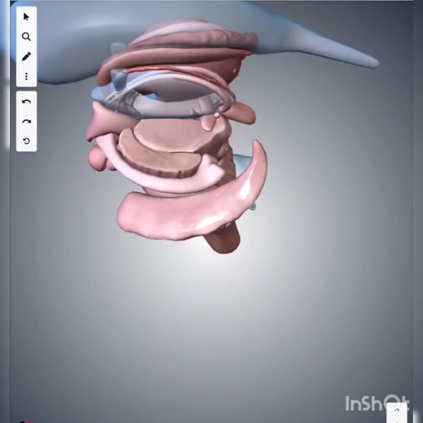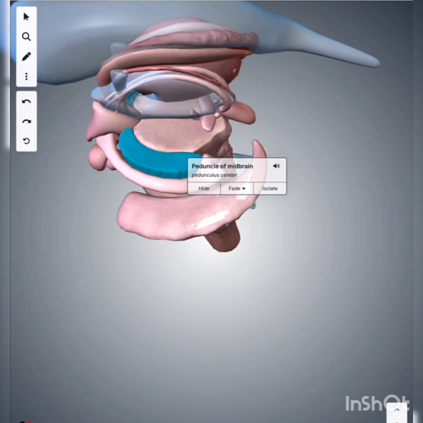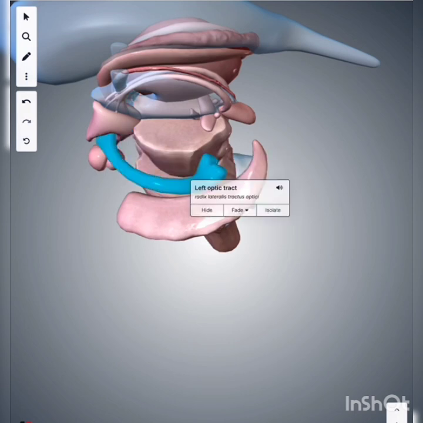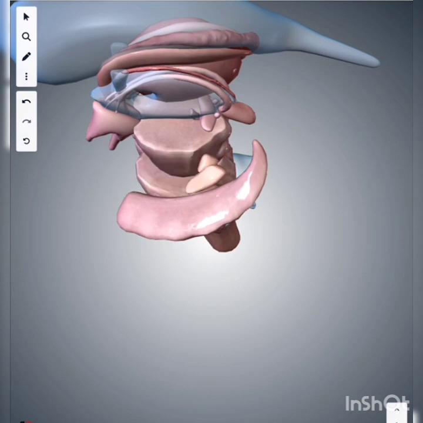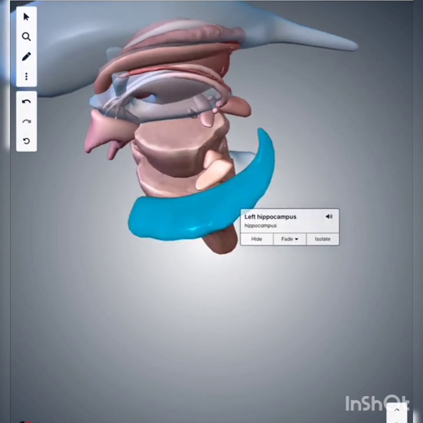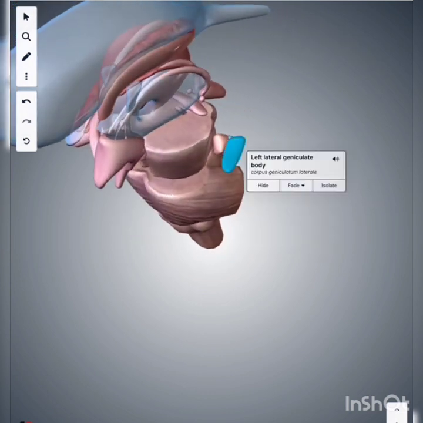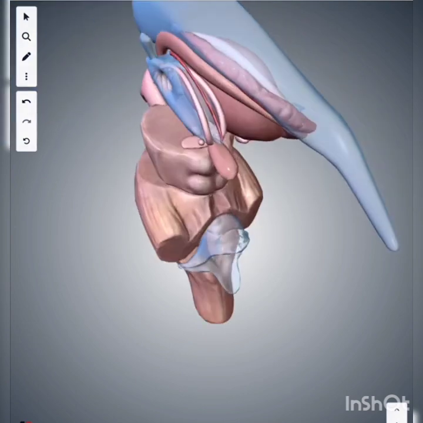Now you can see we are removing the peduncle of midbrain and then the optic tract. Now we can clearly see the hypothalamus, infundibulum and the pituitary gland. So removing the left lateral and medial geniculate bodies, the midbrain, superior and inferior colliculus.